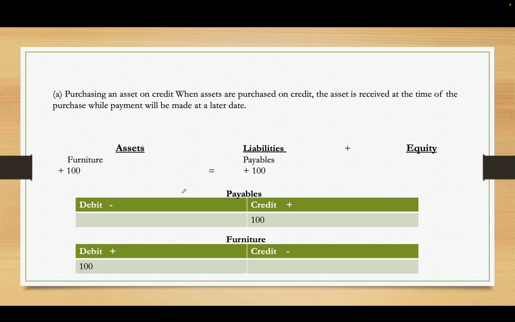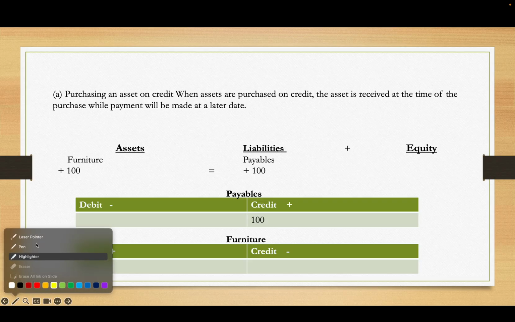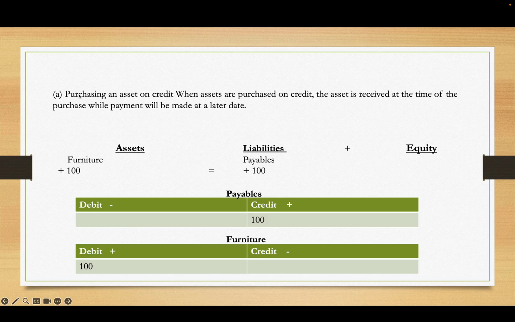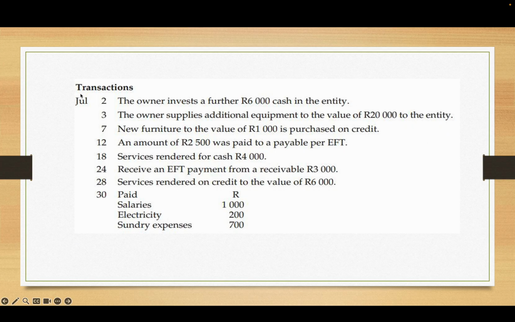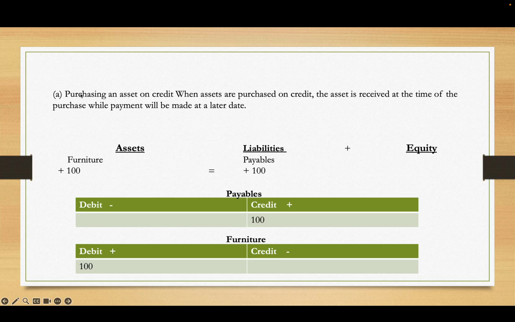Let's just touch on a quick example before time runs up. Okay, so in this situation, where's my highlighter? Purchasing an asset. You see now. Purchasing an asset. What's going on with this highlighter? Oh, I haven't clicked it.